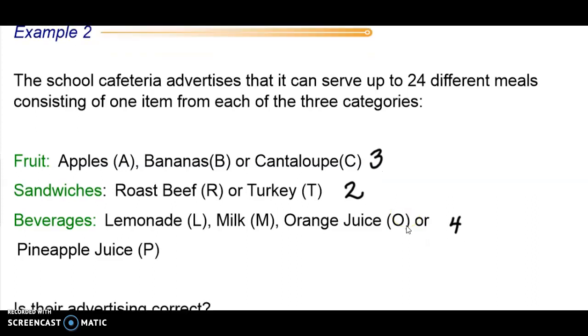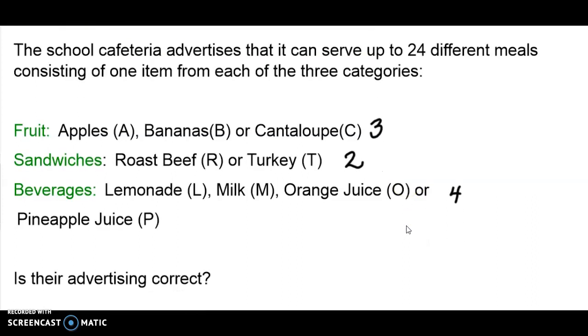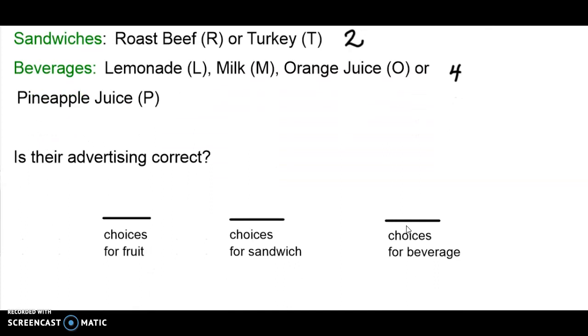So the question is, is their advertising correct? We are going to use the fundamental counting principle as we just saw in the last example, where we multiply the number of choices for each group. There are 3 choices of fruit. We multiply that by 2 choices of sandwiches, and we multiply that by the 4 choices of beverages. When we multiply that together, we end up with 24 possible choices. The question is, is their advertising correct? Yes, it is.